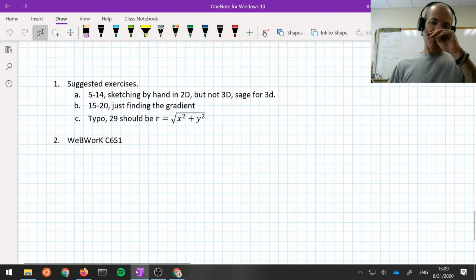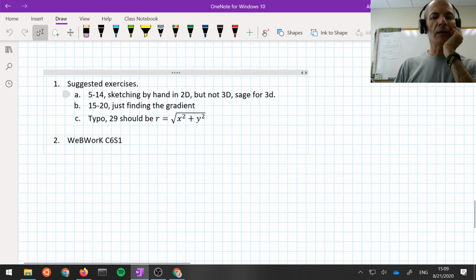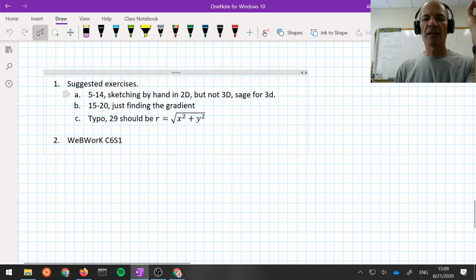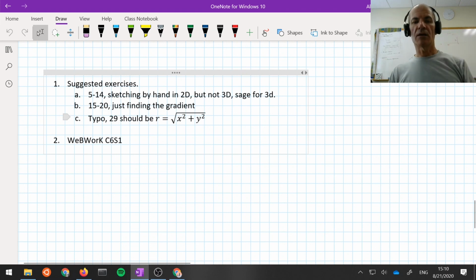All right, so for suggested exercises, 5 through 14, sketching by hand in 2D, not killing yourself, but just getting the idea. Don't do any 3D. Sage is good for 3D. Problems 15 through 20, really just finding the gradient. And then in problem 29, I noticed there's a typo there. It should be r equals square root of x squared plus y squared.